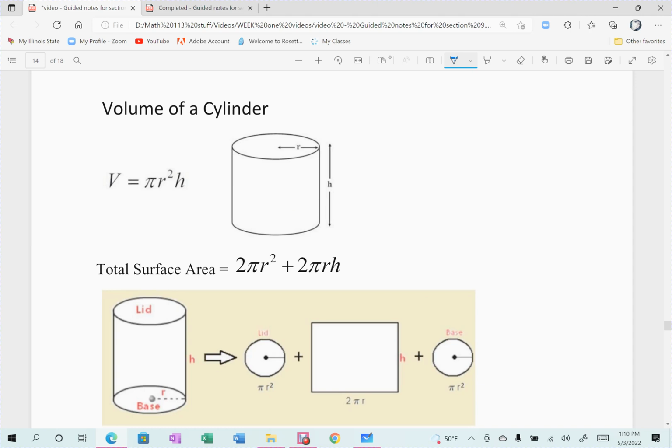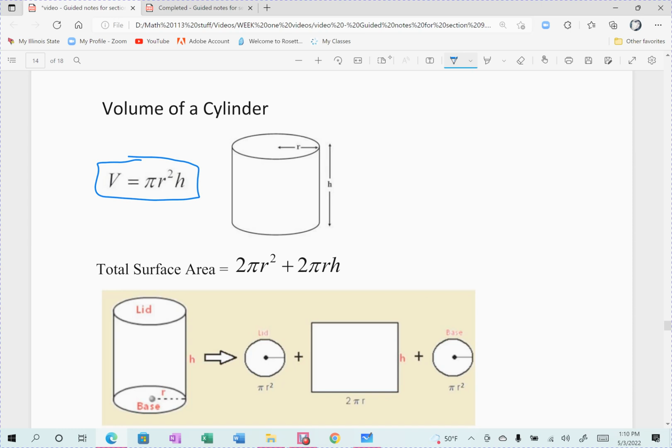And so when you find the volume, it actually involves the area of a circle. Alright, so the volume is the area of the base circle, which should be the same as the area of the top circle. And then you multiply that by how tall the cylinder is, the height of the cylinder. And so the volume is pi r squared, the area of the circle, times height. That will give you your volume.